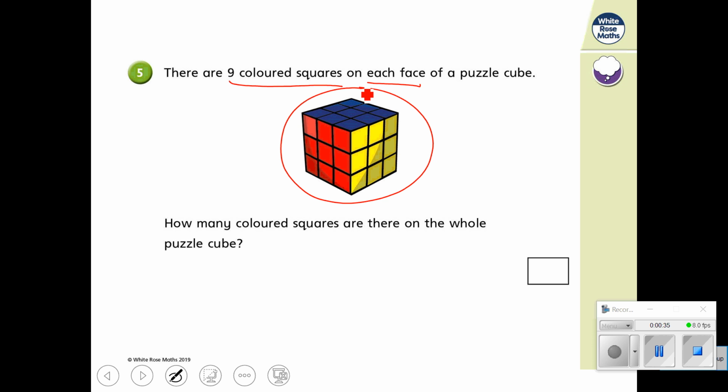Okay, so you need to use your knowledge of 3D shapes here, and you need to know that there are 6 faces on a cube. So basically, we've got 6 groups of 9. So 6 times 9, and your answer is 54.